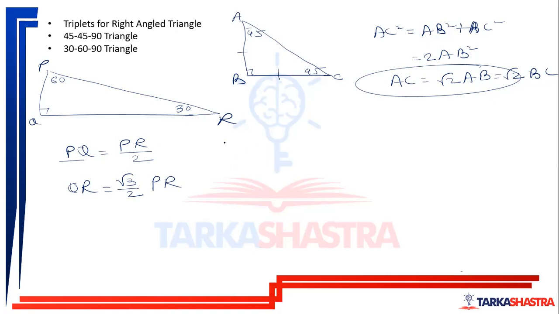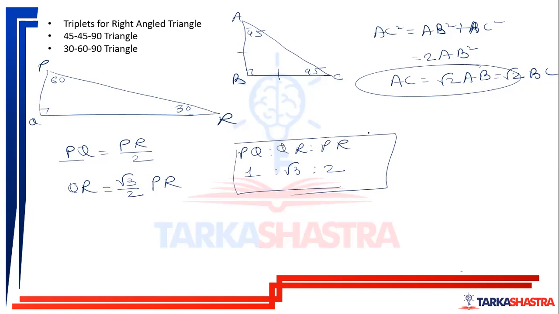Therefore, अगर मैं इसके sides का ratio लेने जाऊँ, PQ is to QR is to PR is equals to 1 to root 3 to 2. ये बहुत important ratio है guys, ये ध्यान में रखना हमेशा हमेशा के लिए. Okay, because this is what is going to help you a lot in solving the questions of triangles related to trigonometry and all.